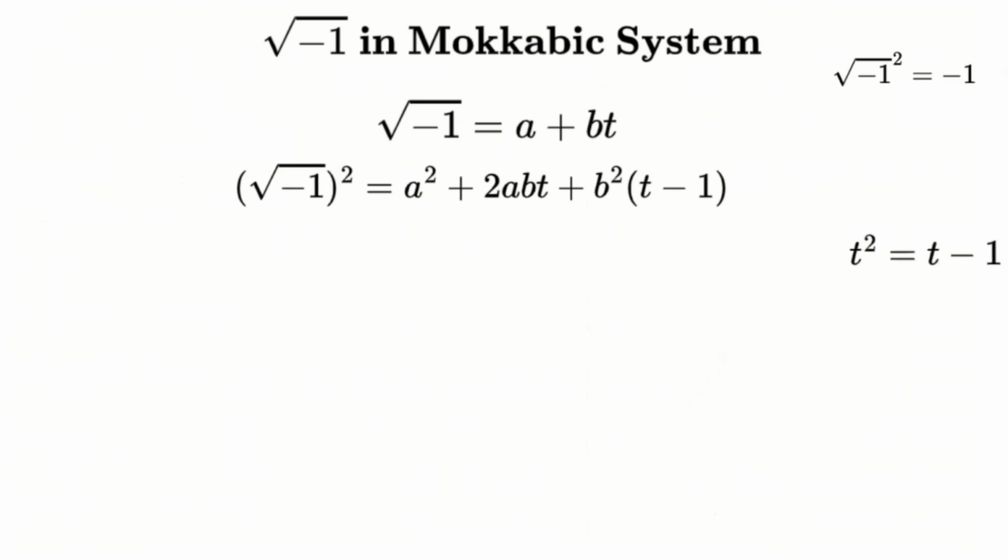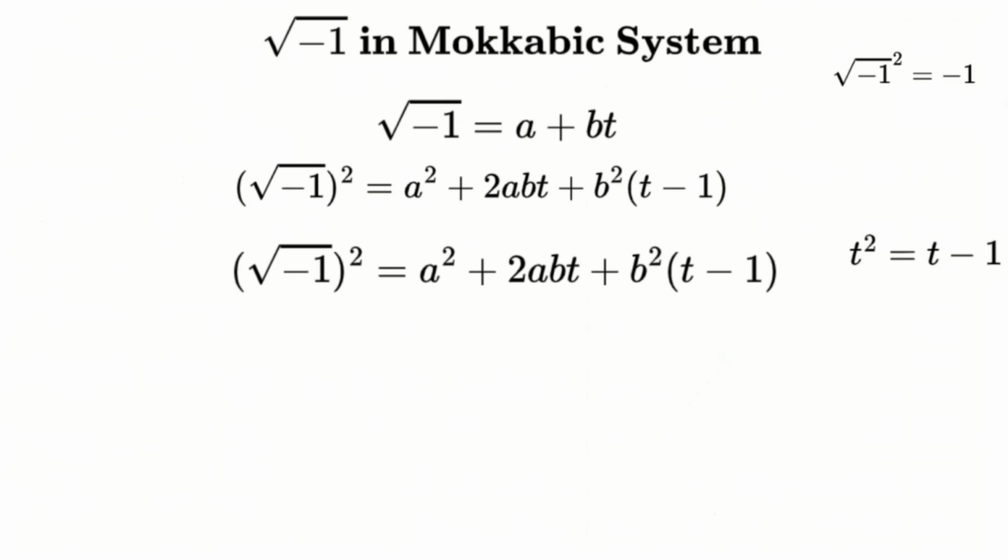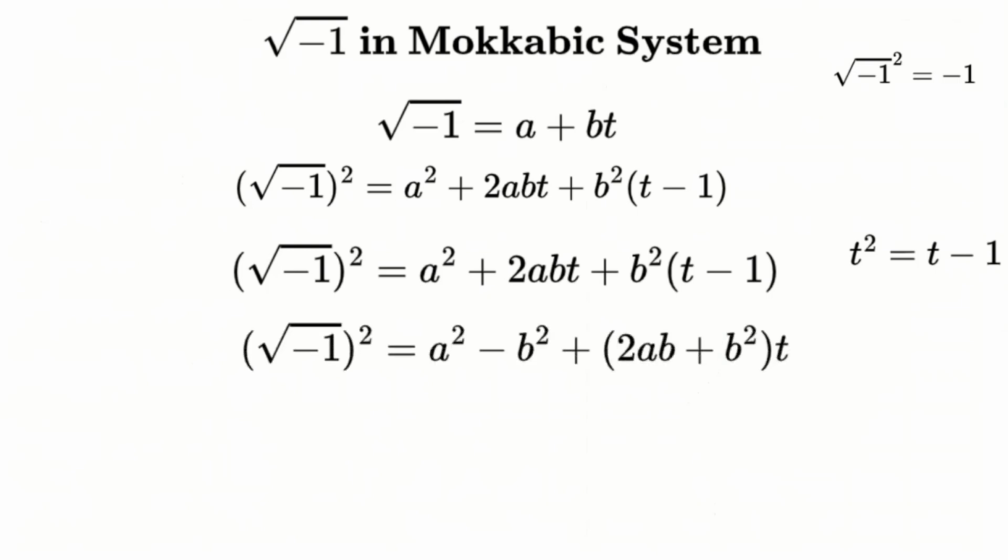Now substituting t squared equals t minus 1, I squared equals a squared plus 2ab times t plus b squared times t minus b squared. Grouping the terms, I squared equals a squared minus b squared plus the quantity 2ab plus b squared times t. Since we know that I squared equals negative 1, we match the real and Mokabic parts. From the real part, we get the equation a squared minus b squared equals negative 1. From the Mokabic part, we get the equation 2ab plus b squared equals 0.